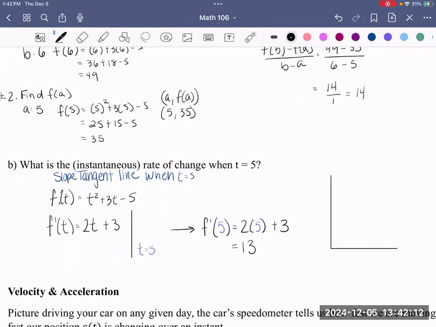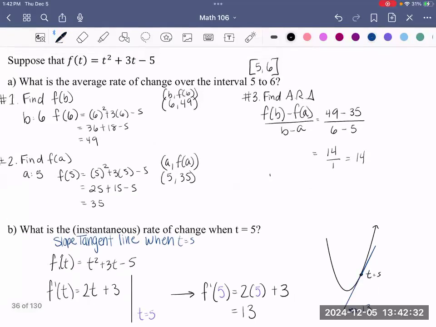If I were to draw a quick picture here, let's say this is t at 5. Your slope here is 13, whereas in this one we're actually looking at the slope between two points, at 5 and 6. This is, on average, 14.